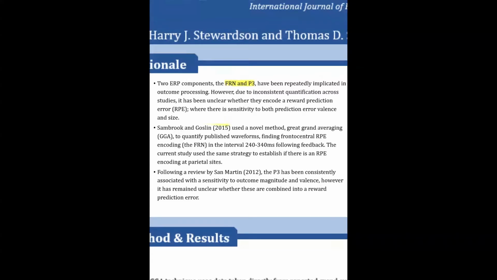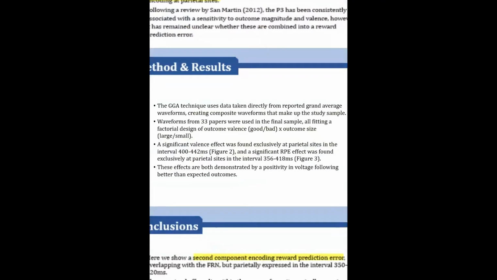This issue has since been addressed in the case of the FRN using great grand averaging, and so it was our job to use the same method in order to see if there is similar RPE encoding at parietal sites. So great grand averaging essentially disregards published effect sizes in favour of the direct quantification of published average waveforms. What results is a process that provides superior estimates of effect size when compared to conventional meta-analyses, as well as putting previously incomparable results of past research to further use.